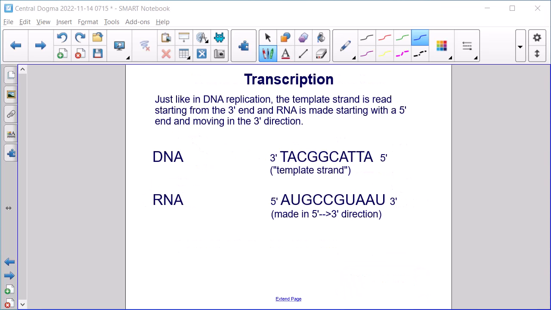Just like DNA replication, the template strand is read starting from the 3' end, and RNA is made starting with a 5' end and moving in the 3' direction. So if this is our template strand, we start reading from the 3' end toward the 5' end, and we make our RNA then. First will be A, U, G, C, and so on. So we're making the mRNA in the 5' to 3' direction.